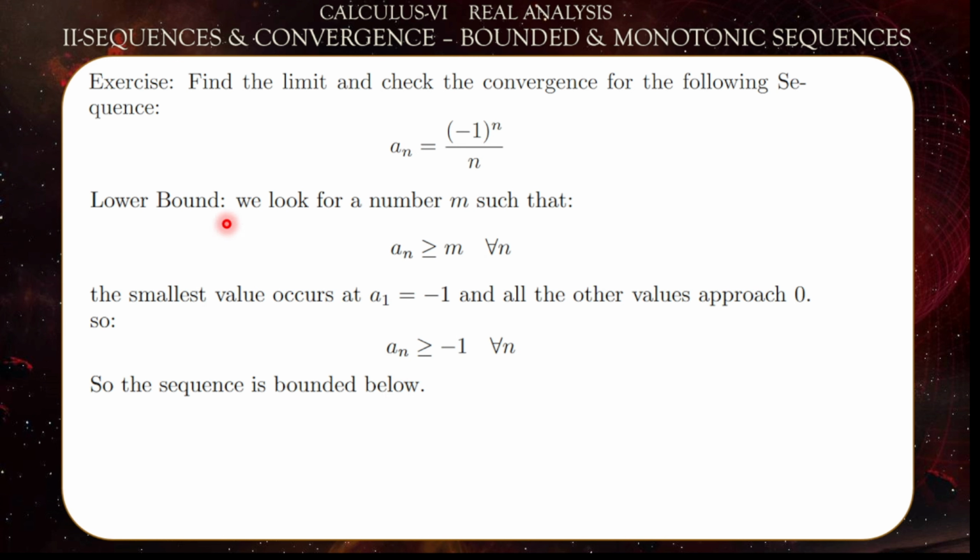Let's now prove the lower bound. We look for a number lowercase m such that a_n is greater than or equal to m for all values of n. The smallest value occurs at a_1 equal minus 1, so for n equal to 1, and all the other values approach 0. So the lowest value that you can get is a_n equal -1. Hence, a_n is greater than or equal to -1 for all values of n. So the sequence is bounded below by -1.